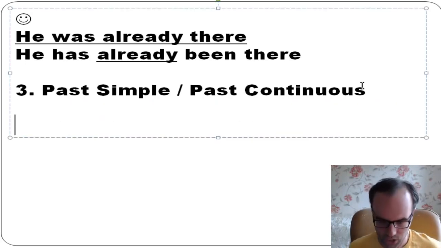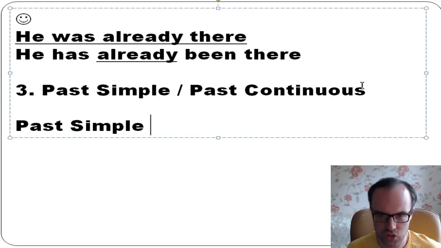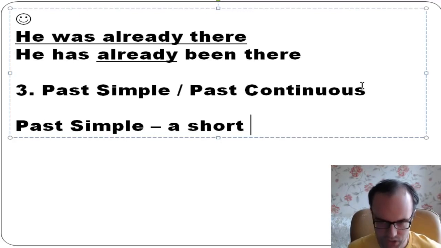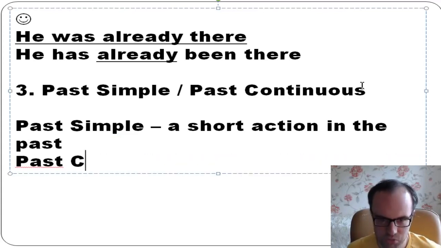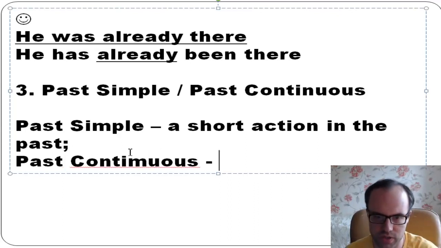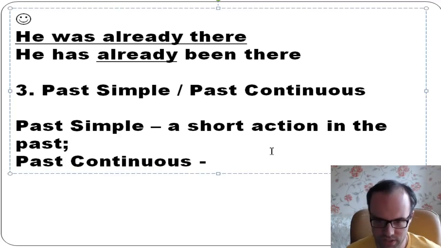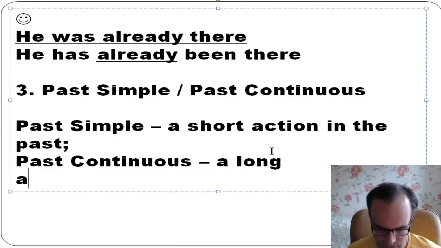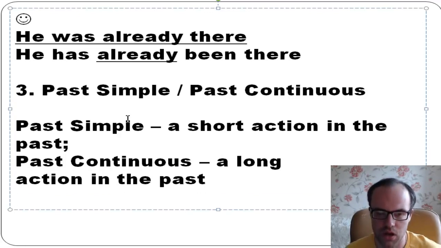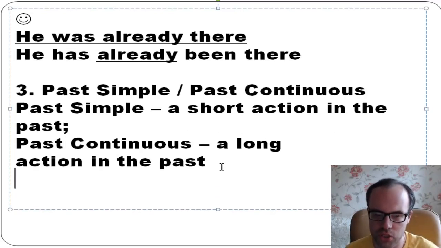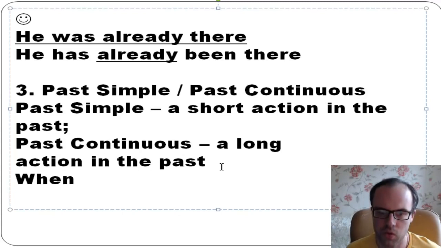Okay, so shortly, past simple is a short action in the past. And past continuous is a long action in the past. So you see, for example, we often use past continuous with when.